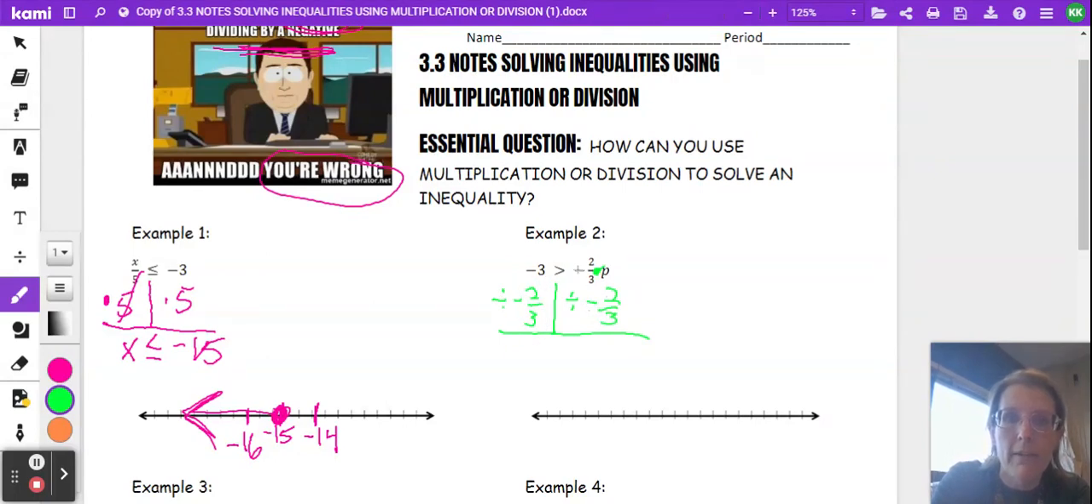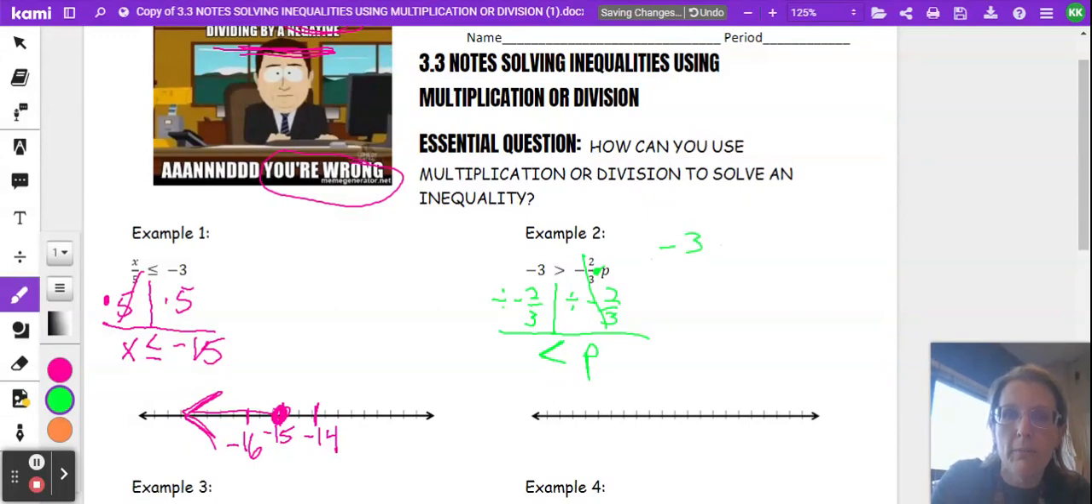Now, when you divide by a negative, that's when you've got to flip the inequality sign the other direction. We don't care about this number being negative. It's the number that's stuck to the variable. When the number stuck to the variable is negative, we flip it. And on this side, they cancel out. We'll get p. And on this side, we'll do negative 3 divided by negative 2/3.